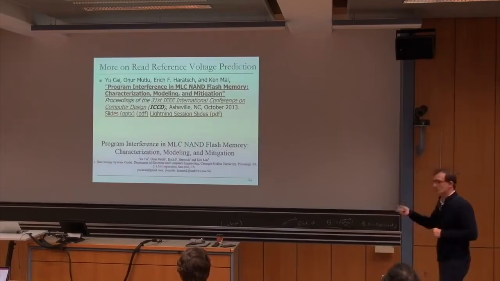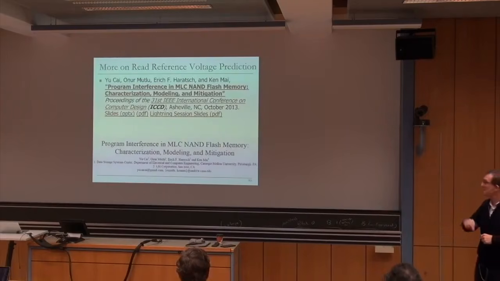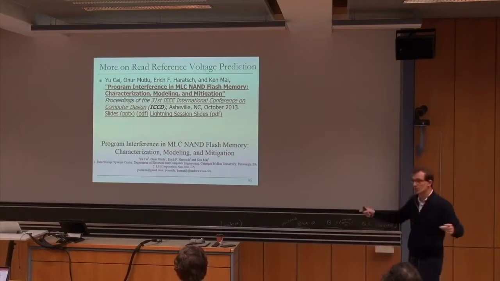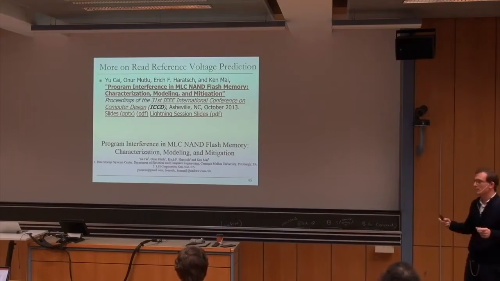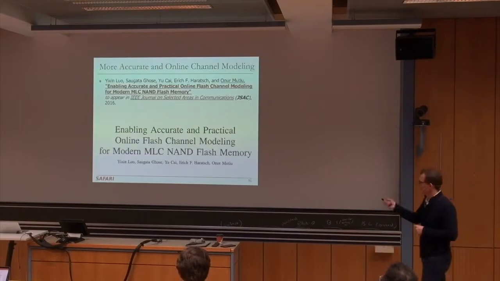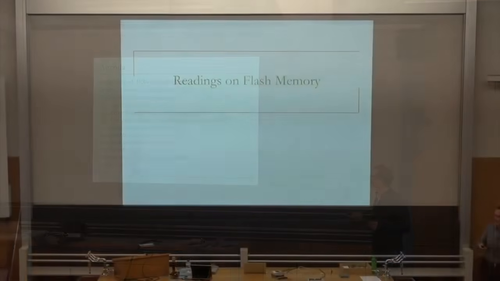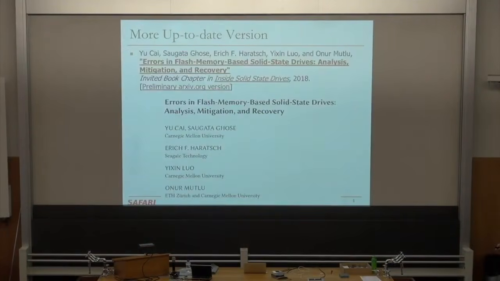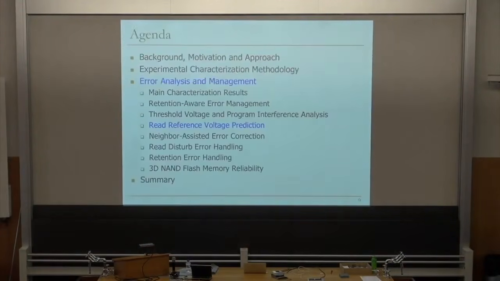And that paper also discusses these read reference voltage prediction. But the JSAC paper in 2016 that I mentioned also actually does read reference voltage prediction using much more accurate models. And that's the paper that I mentioned earlier. Okay, so if you remember, we were talking about a lot of things in flash memory, and these are some readings that I would recommend. We may assign them later on. But we were in the middle of discussing flash memory error analysis and reliability, and there's a lot more to do in this area. And remember, we were discussing read reference voltage prediction.